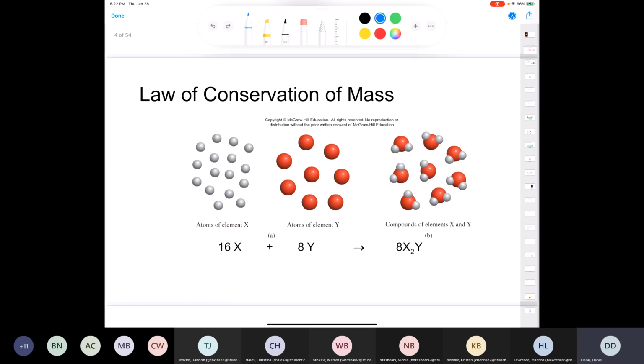But the bottom line is that we're not destroying anything and we're not creating anything when we do a chemical reaction. If you're thinking, well, Mr. Dion, you are creating something. You're creating a new compound. Yes, what I'm saying is we're not creating any new matter.